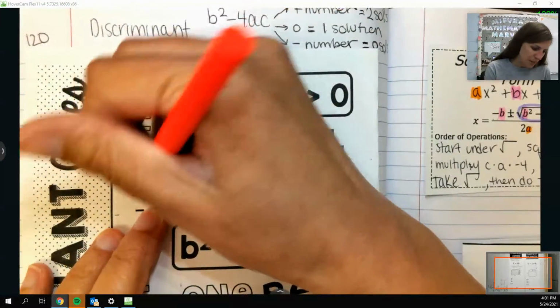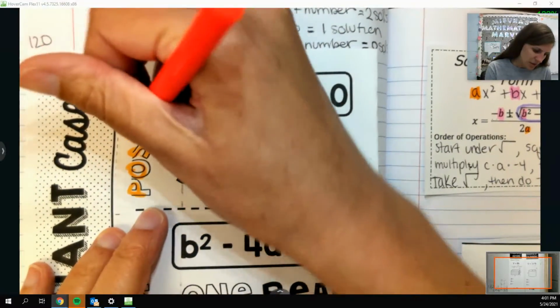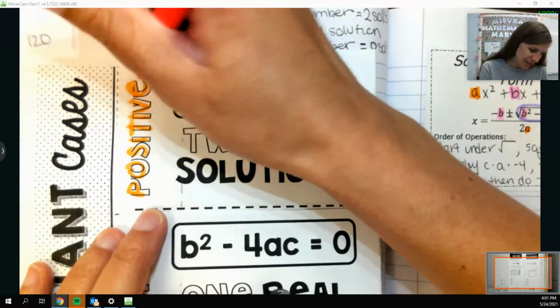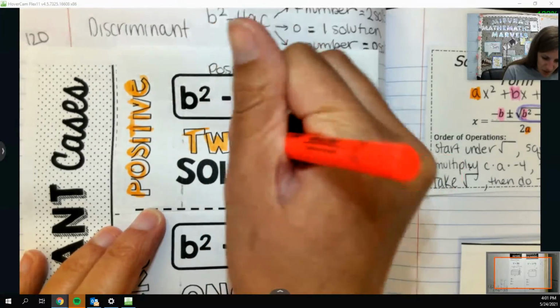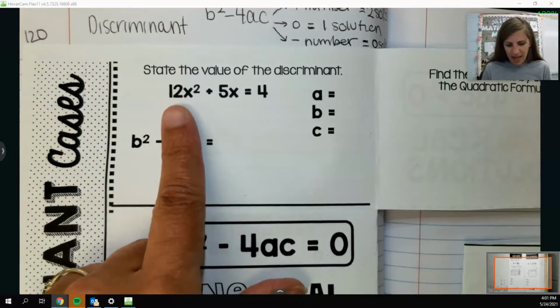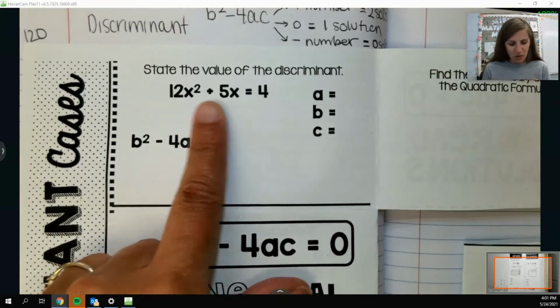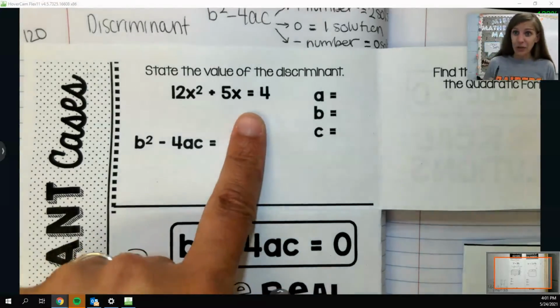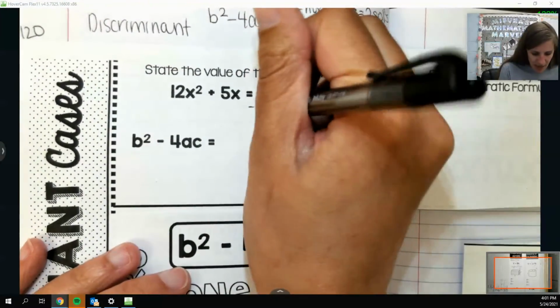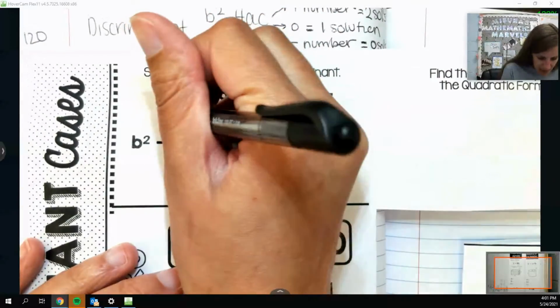So if we are positive, gosh, it got cut off. Then I have 2 solutions. So let's try that first. So if we open this up, we have our quadratic that is almost in standard form, but I need for it to be equal to 0. So we're going to subtract that 4 over, and then just put it in order.